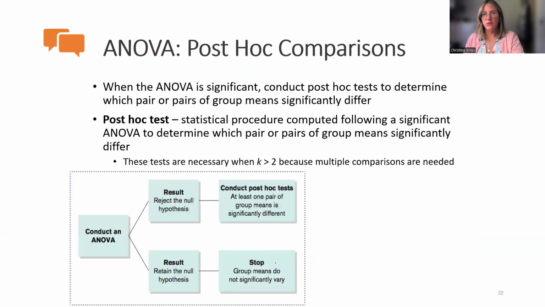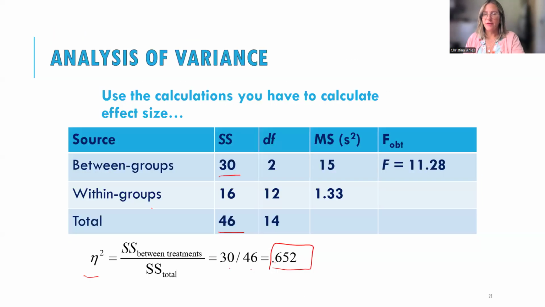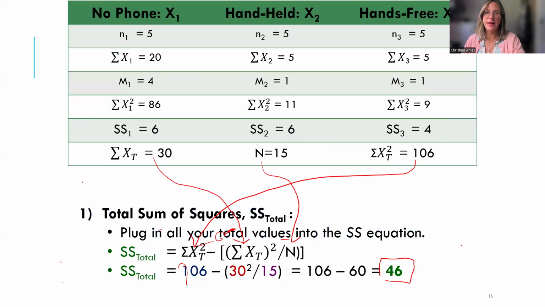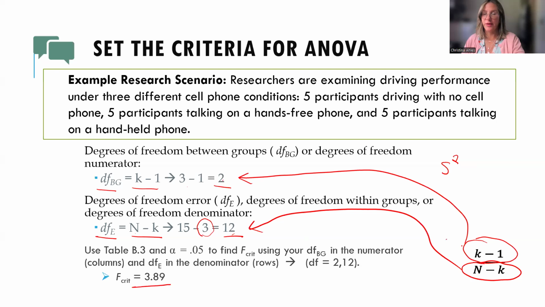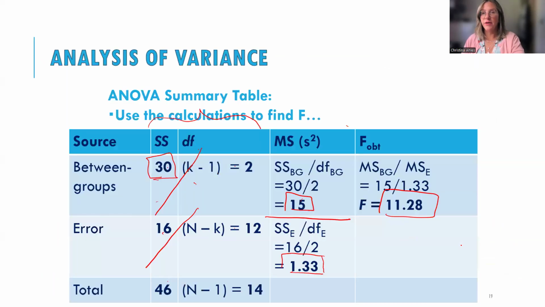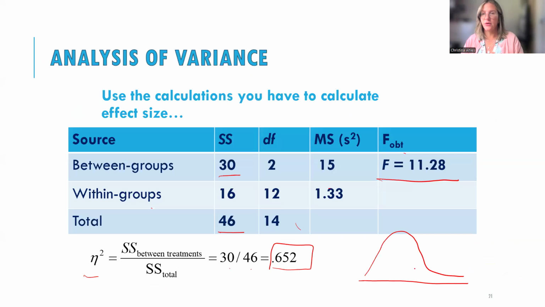So let's go back really quick. If you remember our F obtained, we looked at our critical value. I'm going to go back real quick because I think it was 3.89, but I don't want to give you the wrong number. Our critical value is 3.89. So it's always going to be in that positive, 3.89.